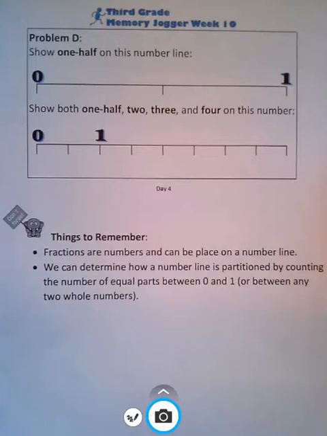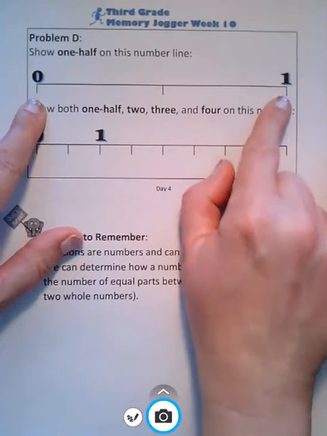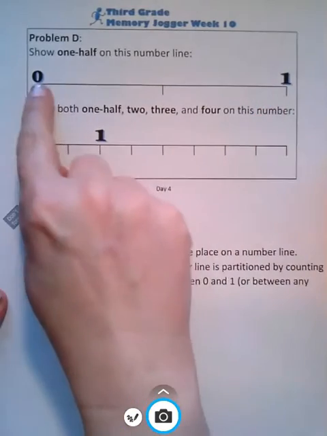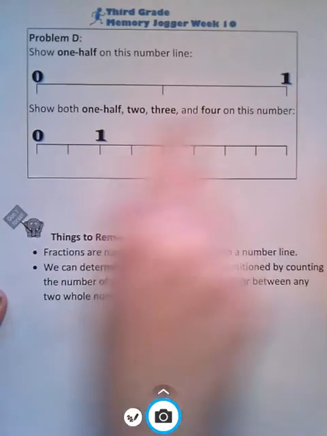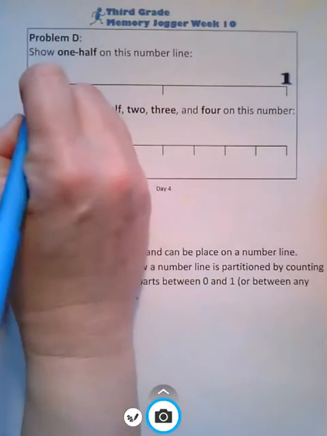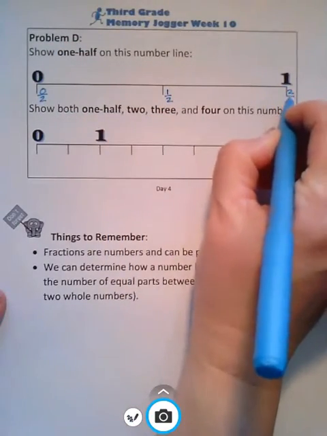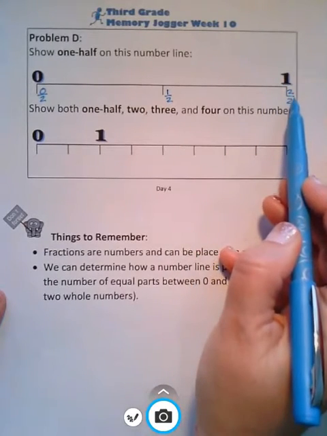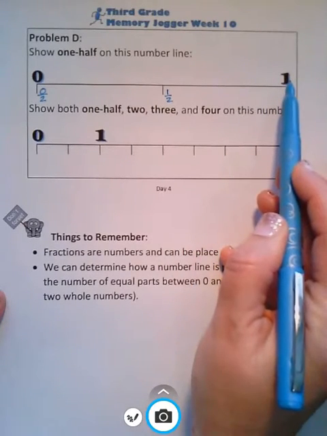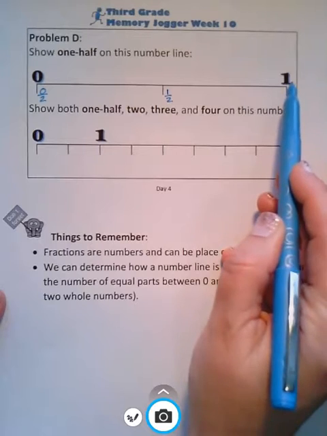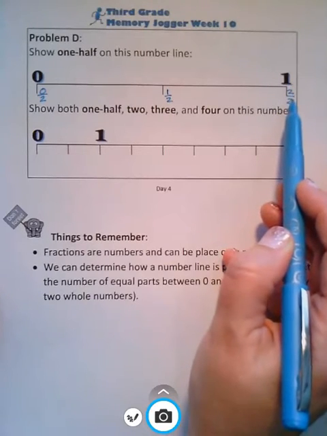We can determine how a number line is partitioned by counting the number of equal parts between 0 and 1, or between any two whole numbers. So on the first number line, we see 0 and 1 here. And if we count the number of equal parts, we would see there are 2 equal parts. So we know this number line is counting by halves. 0 halves, 1/2, 2 halves. Notice the numerator and denominator are the same when we get to 1. That will always happen on any number line when you're at 1. The numerator and denominator should be equal to each other.